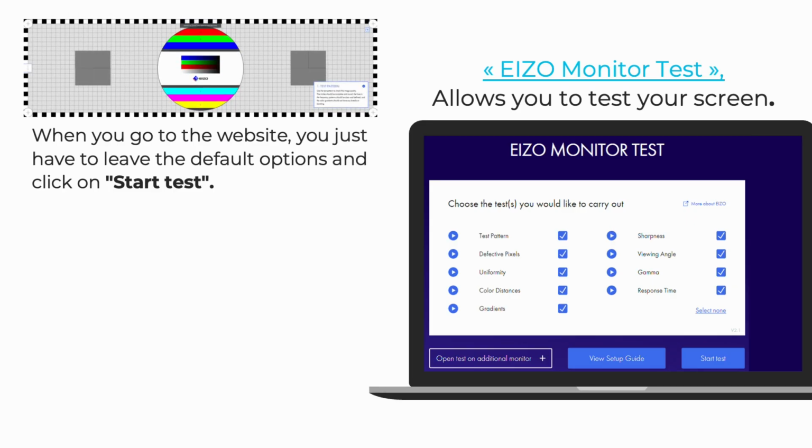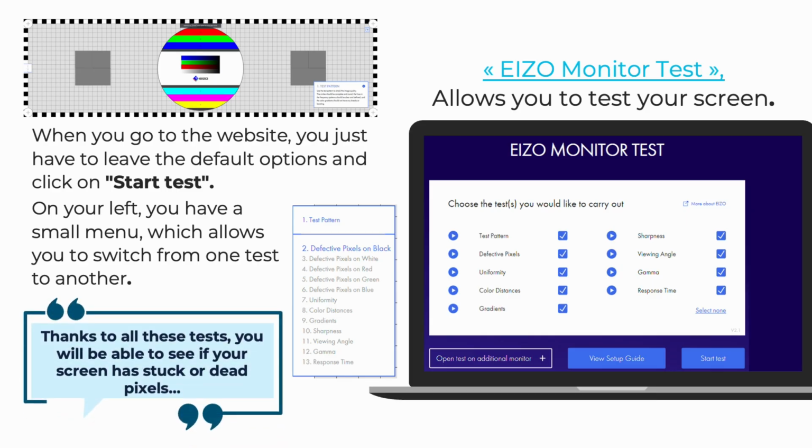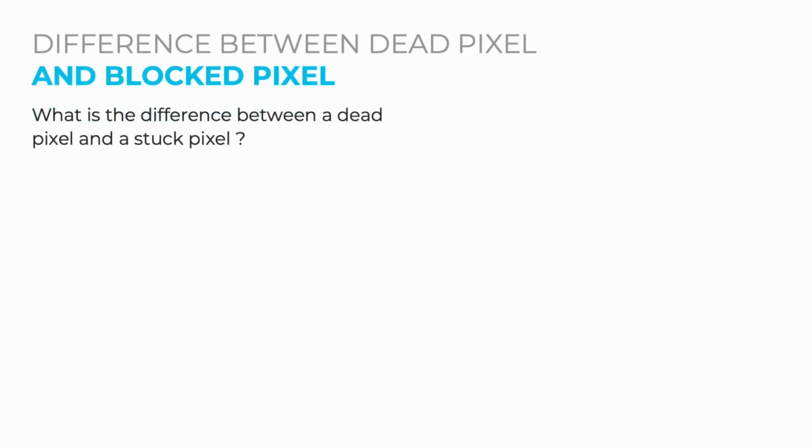ISO Monitor Test is the tool that allows you to test your screen. When you go to the website, you just have to leave the default options and click on Start Test. And on your left, you have a little menu which allows you to switch from one test to another. Thanks to all these tests, you will be able to see if your screen has stuck or dead pixels.